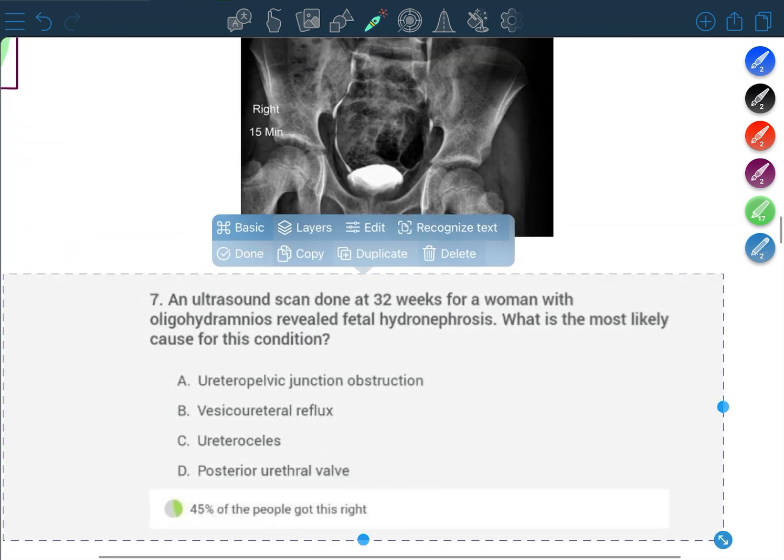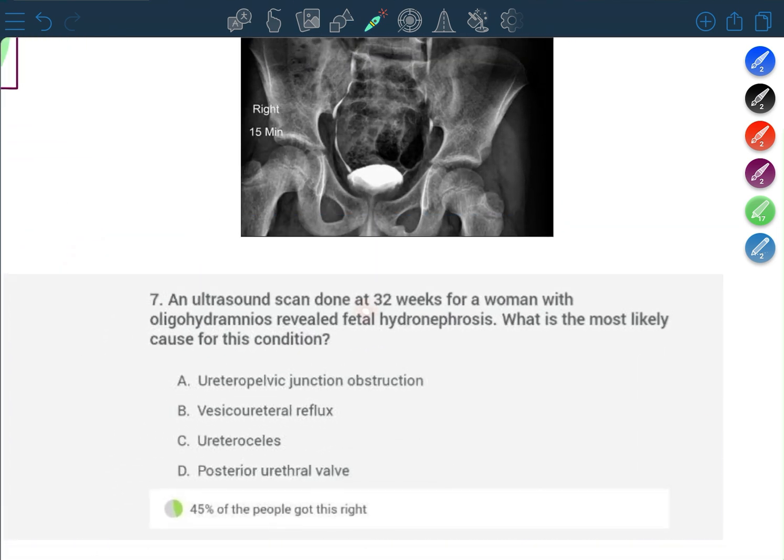An ultrasound done at 32 weeks for a woman with oligohydramnios revealed fetal hydronephrosis. What is the most likely cause for the condition? Ureteropelvic junction obstruction, vesicoureteral reflux, ureterocele, posterior urethral valve. Pause and answer. This is an easy question. What is the most likely cause for this? The most common cause of fetal hydronephrosis is this.